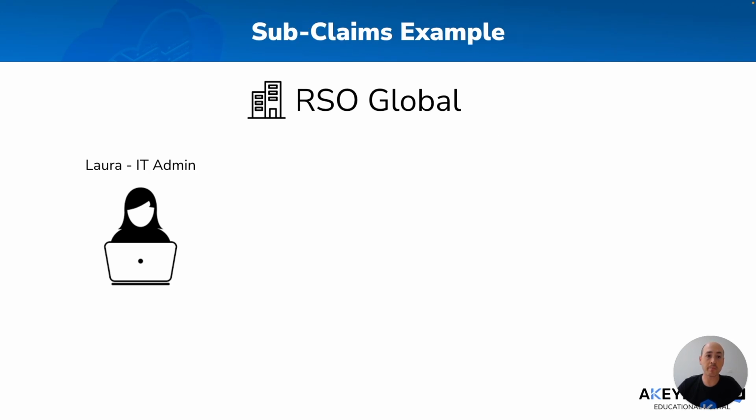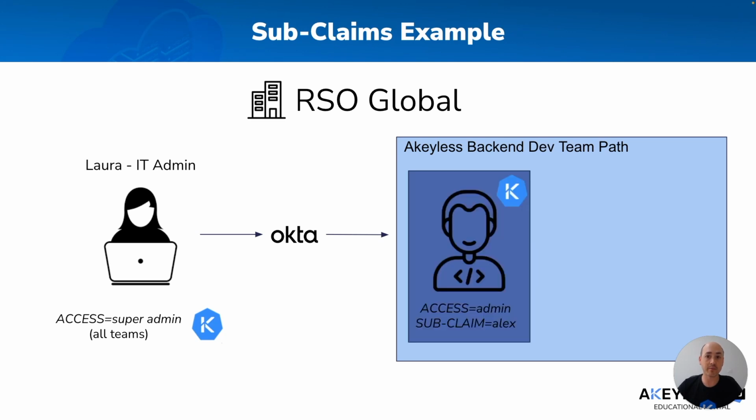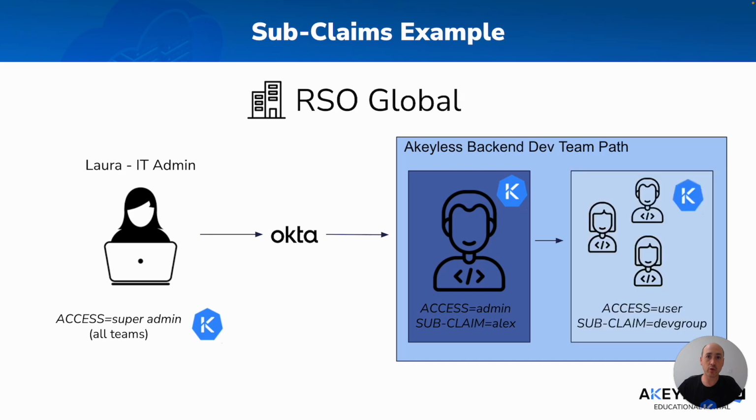To do this, Laura will connect her organization to Achilles by creating an Okta authentication method, as well as an access role in a path specifically for Alex's backend dev team, and enabling only Alex to have full admin access in that path using a subclaim. From there, Alex will go ahead and create an access role with specific subclaims for his team in order for them to have access to just the very few secrets they need. So let's go ahead and see how that's done in a demo.